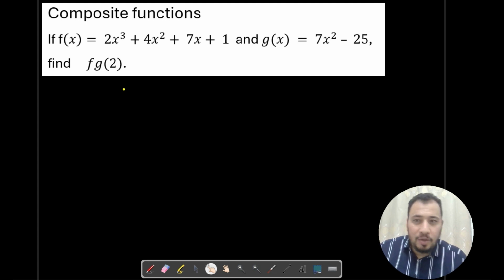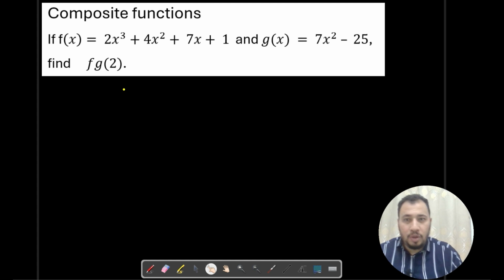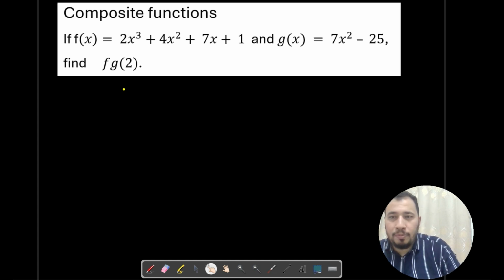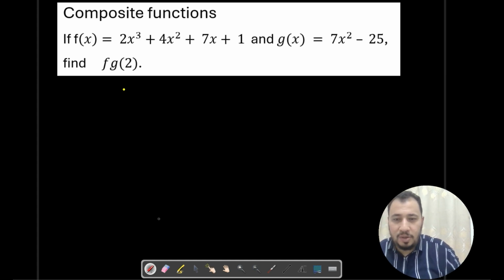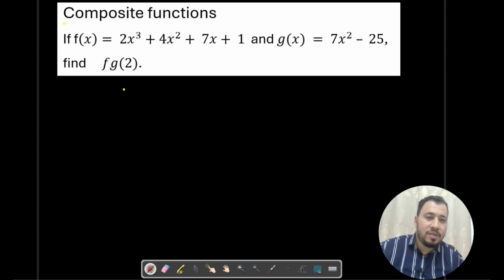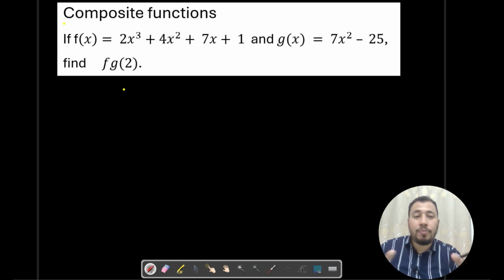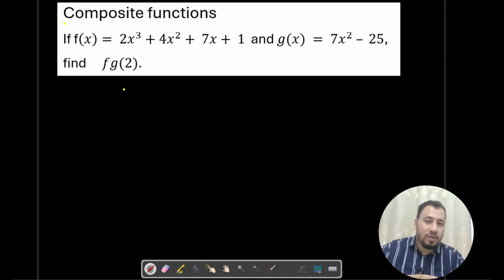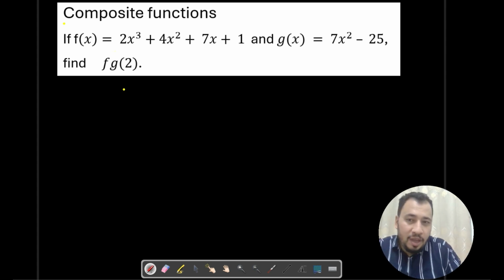Now let's take a look at this example here. In this example, we are going to talk about something called composite functions, as you can see here. Composite functions means a function and another function are combined together to form one function. Such as what? If you take a look here, I have function f.